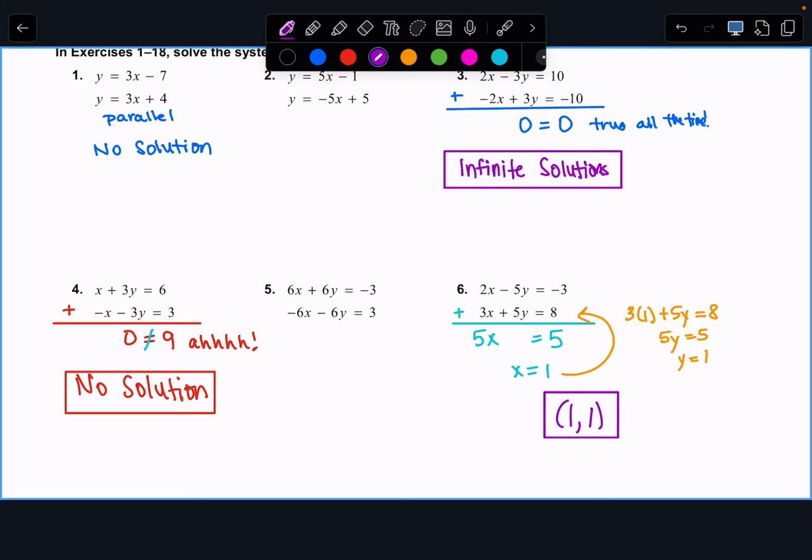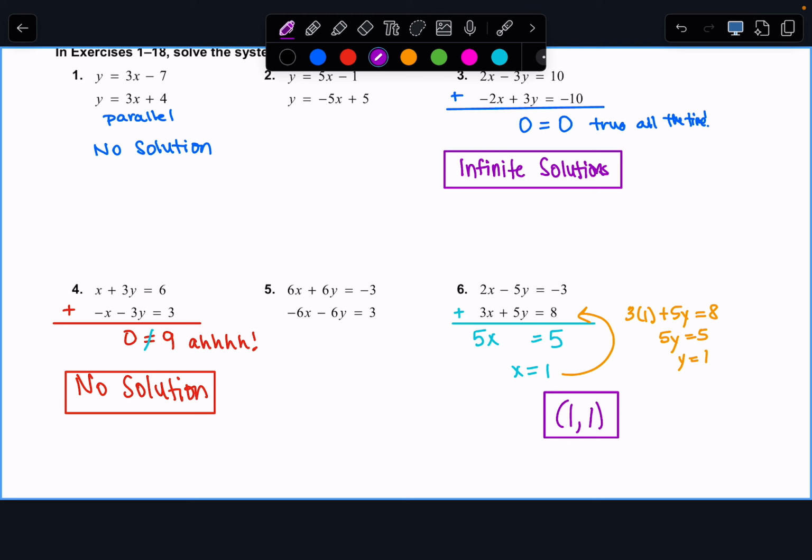How often is this true? All the time. How often is this true? Never. If your x's and y's don't both cancel out, it's just like we did all last week, we're going to get a solution.